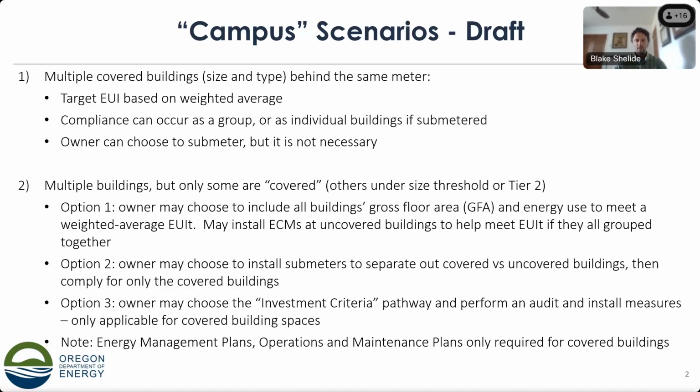So maybe I'll take a moment here to see if there's any discussion or questions after having talked about these couple different scenarios for buildings behind the meter. I think the key thing here is that in all these scenarios, there's flexibility for the owner to either comply as an aggregate building or as an aggregate group of buildings, or install the sub-metering to be able to comply for just individual covered buildings.